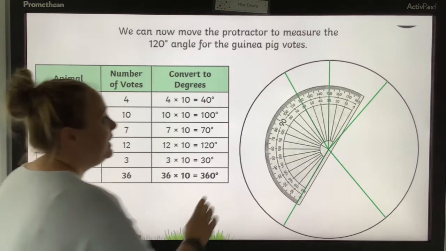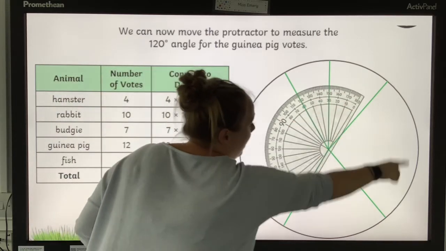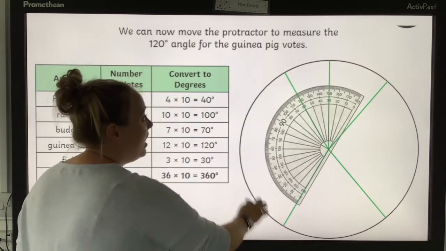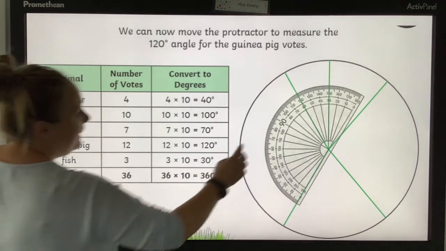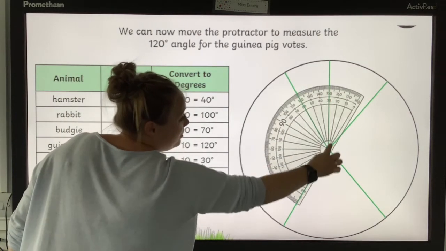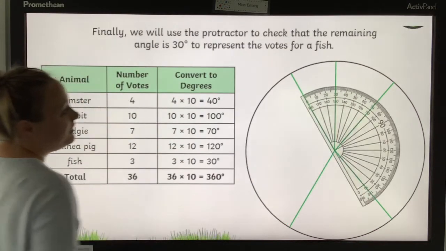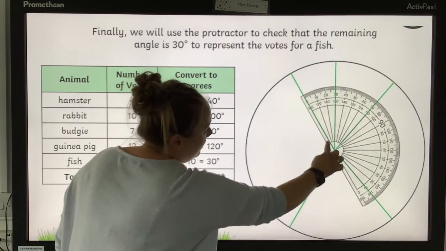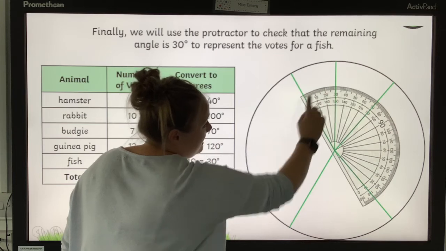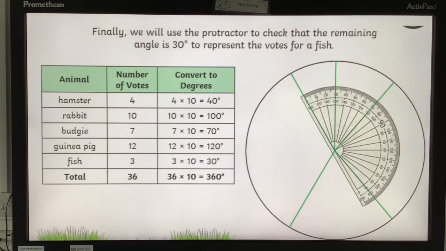Now we've actually only got one left, 30 degrees. Because we know that all of our angles add up to 360, and we've done our 40, our 100, our 70, and our 120, if we were to add all of those together, the amount left would be 30 degrees more. So this angle here has already been drawn for us by drawing all of the others. Now let's just check though that it is 30 degrees. So we put our protractor on the line we've just drawn, and look, 10, 20, 30. So our remaining angle was 30 degrees.